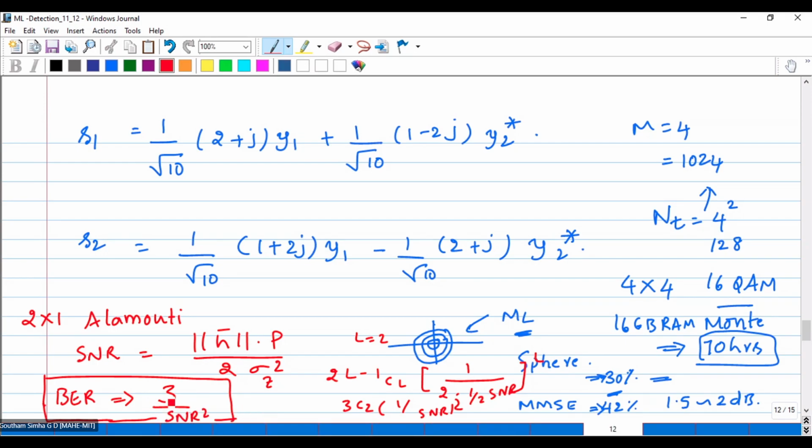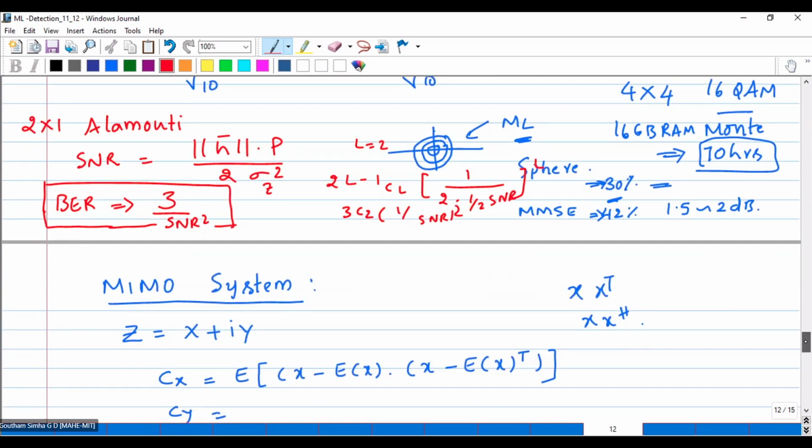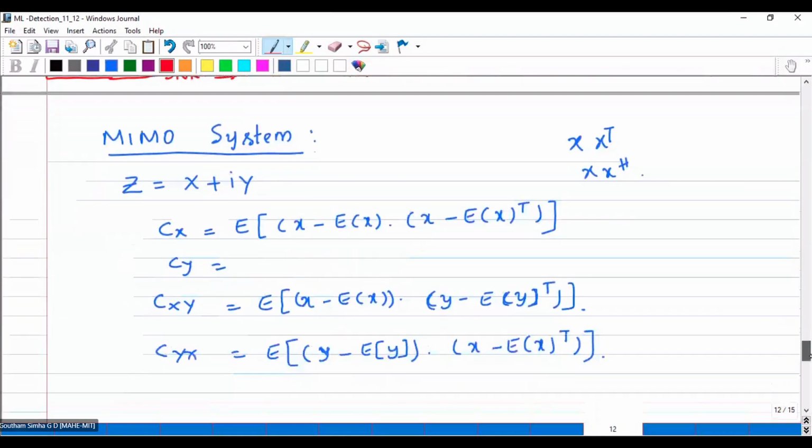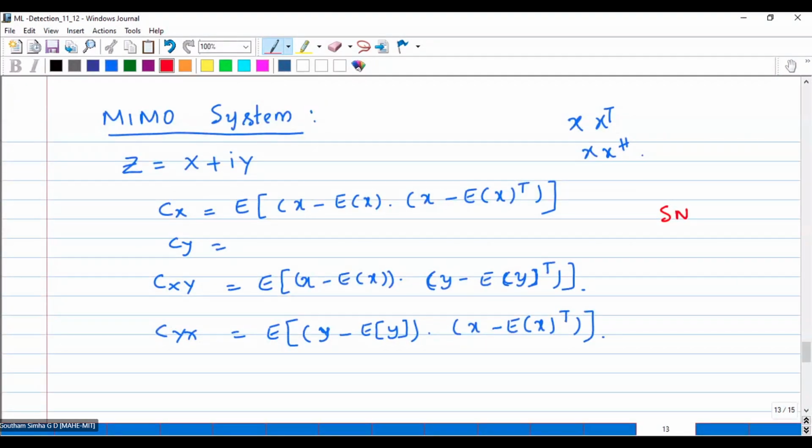Now with this BER versus SNR, if you calculate the ABER for a given SNR, let's say 10 dB, you will have an ABER of approximately, let's say, 3 by SNR, where 10 log 10 SNR will be equal to 10.